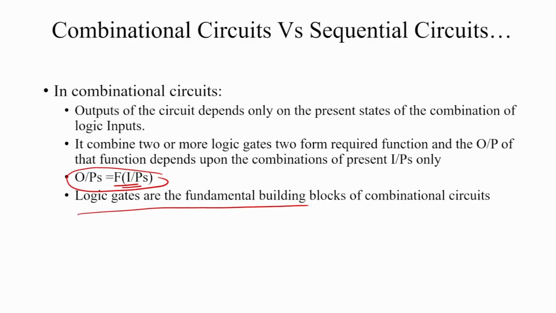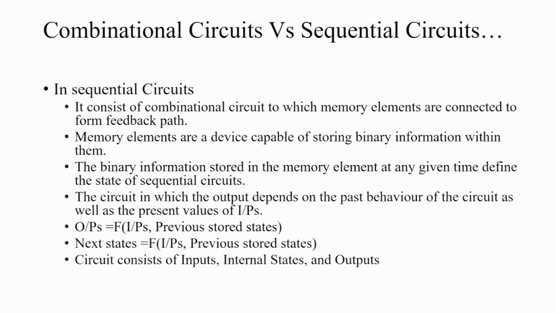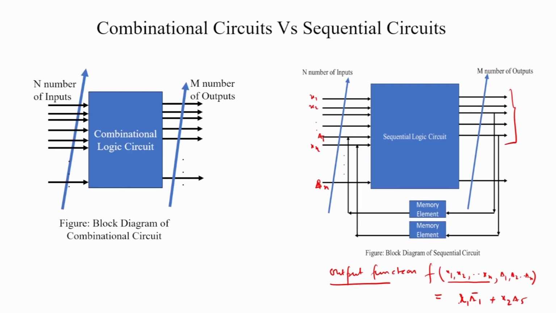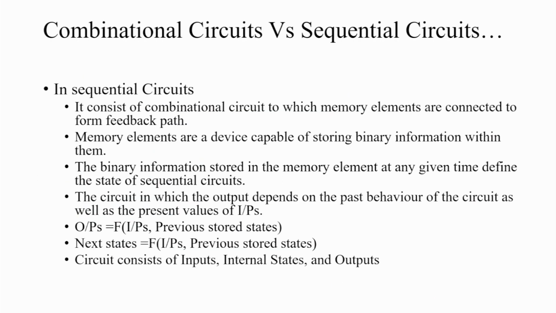But a sequential circuit consists of a combinational circuit to which memory elements are connected to form the feedback path. Here we see that these memory elements are connected to form a feedback path, and they are taken as input, and then we determine the value of output. What is a memory element now? Memory elements are devices which are capable of storing binary information within them.